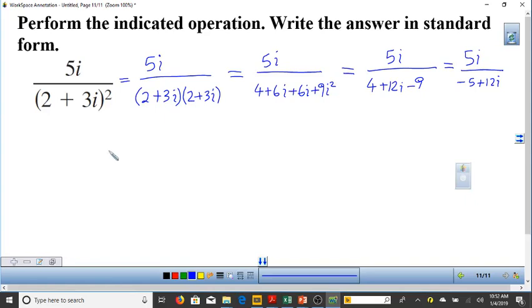So now to do that division, I'm going to go down to the bottom line here. I'm going to take negative 5 plus 12i, and if you notice I wrote that in standard form so that I don't make an error when I'm doing the division. And I'm going to multiply by the conjugate of the denominator, which in this case is negative 5 minus 12i.